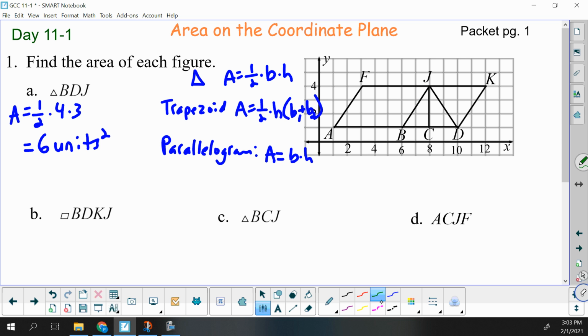Next, we have parallelogram BDKJ. Here's B, D, K, and then J. So for our area, we just do the base times the height. Well, our base there from B to D is 4. And our height, you're measuring the straight up and down height. So that distance there, which is 3, so our area is just 12 units squared.